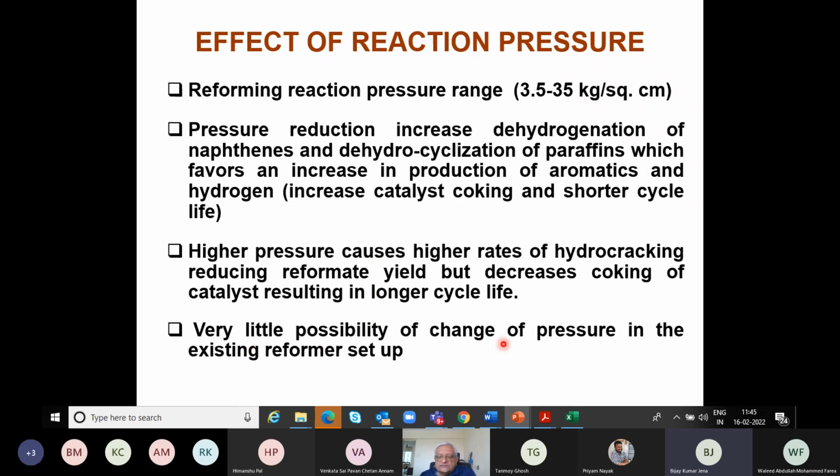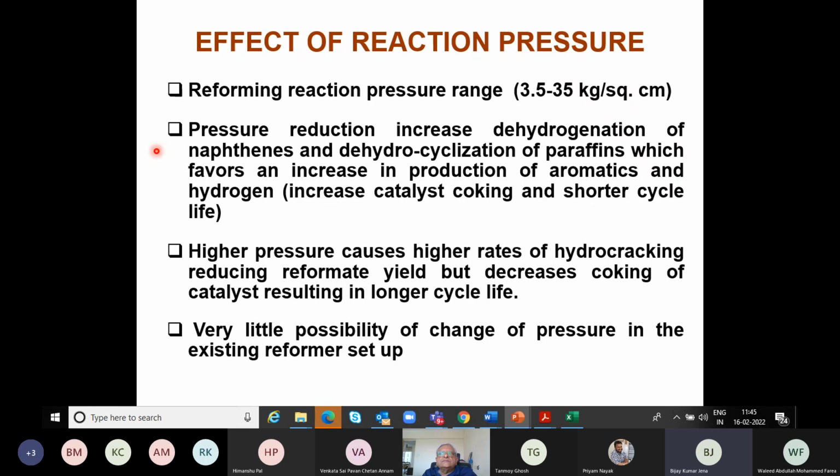The last line is extremely important for you to understand and realize that the pressure is not actually in the hands of the operator. If the unit is designed for a certain pressure, it has to be kept the same way throughout the life of the unit.